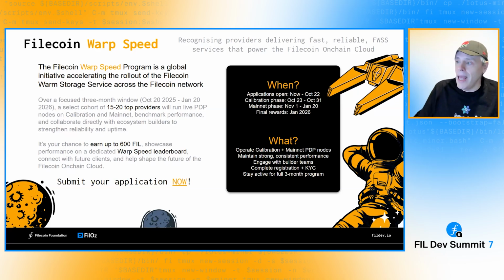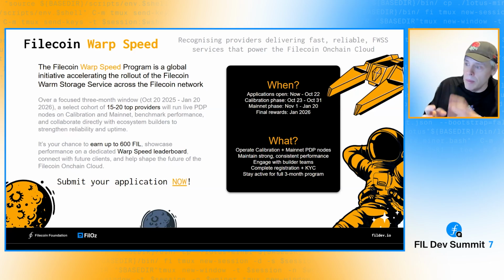And this is going to be a select cohort of 15 to 20 top providers who will run live PDP nodes on calibration and mainnet, benchmark performance, and collaborate directly with ecosystem builders to strengthen reliability and uptime. So this isn't a program that you can set and forget and walk away. You need to be running 2 nodes. You need to maintain really good availability and performance metrics. And if you do that, then you have a chance to earn up to 600 Phil over the 3-month period. That's 200 Phil a month.